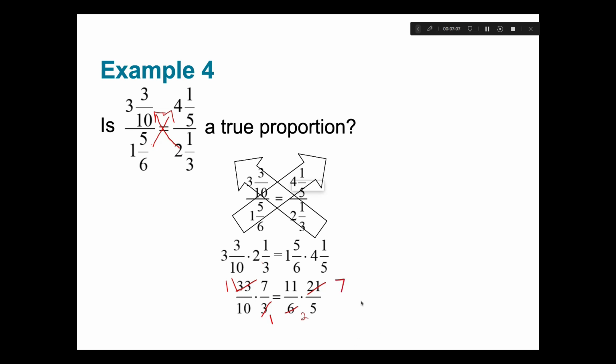Practice our multiplication facts a little bit there. 7 times 11 is, and 10 times 1 is, 11 times 7 is, and 2 times 5 is. So are they equal proportions? Yes, they are. 77/10 on both of them.